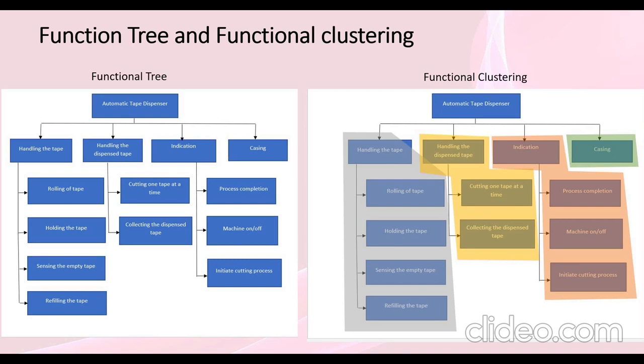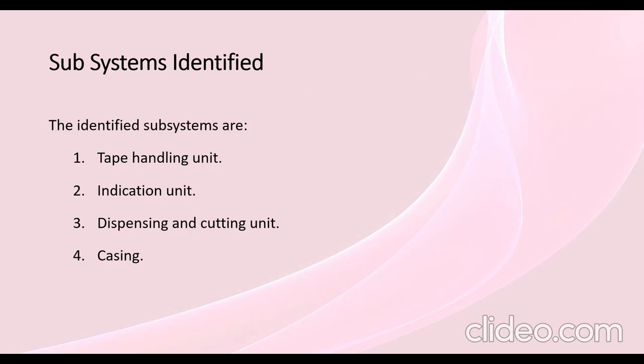In handling the dispensed tape, it should be able to cut one tape at a time, and it should dispense the cut tape. In the indication function, the automatic tape dispenser should indicate process completion, whether the machine is on or off, and initiate the cutting process. In the second figure, function clustering is done based on the four major functions. The subsystems identified in the automatic tape dispenser are the tape handling unit, indication unit, dispensing and cutting unit, and casing.